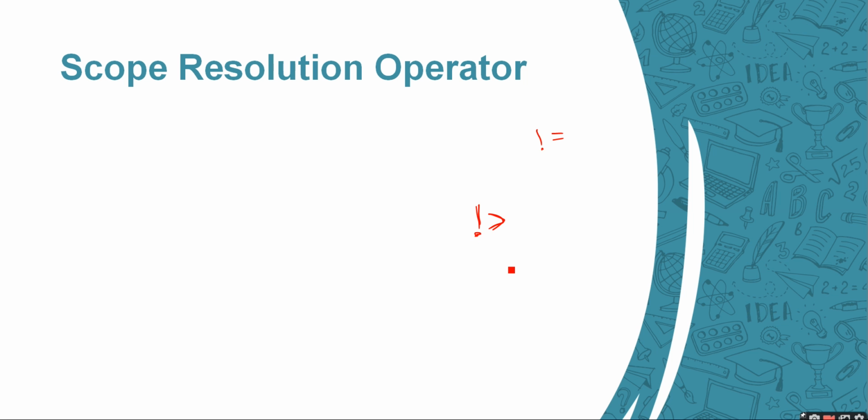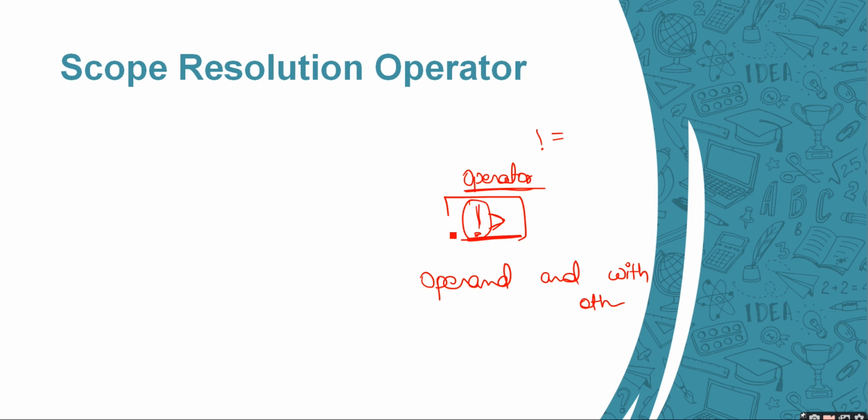We just apply this, it is also an operator, right? Yes. And this operator can only be used with operands and with other operators. So we need to have this type of combination. So if 3 is greater than or less than equals to 5, I need to write something like this.